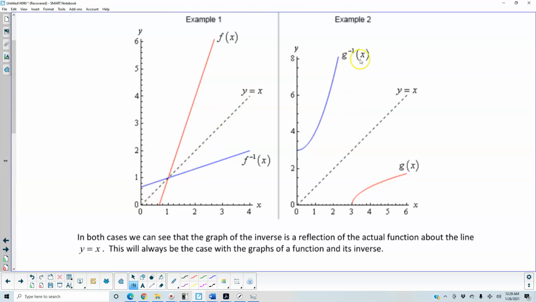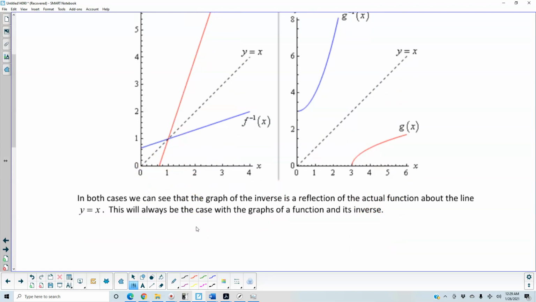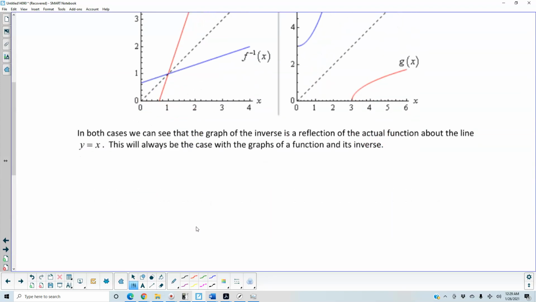Over here we have g inverse of x and g of x. Now in both cases we can see that the graph of the inverse is a reflection of the actual function about the line y equals x. This will always be the case with graphs of a function and its inverse.